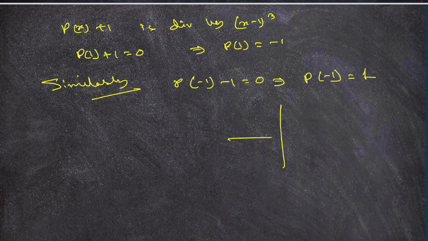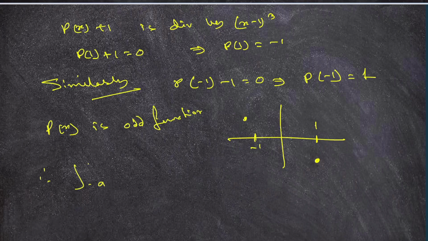This is a polynomial, so a continuous function. P(1) equals minus 1 and P(minus 1) is 1, and the function is an odd function. So P(x) is directly an odd function, we can say, in the shortest way. Therefore, the integral from minus a to a of P(x) dx equal to 0. Okay, ready?